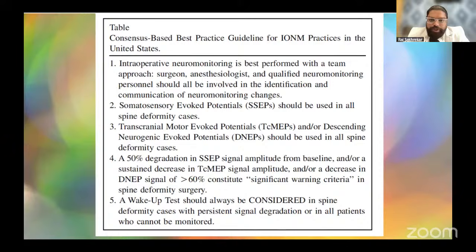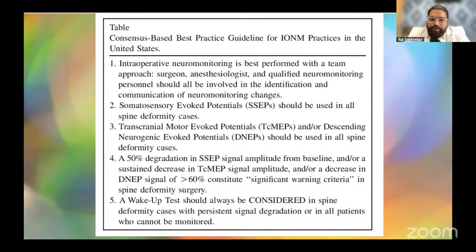This is helpful. Transcranial motor evoked potential or descending neurogenic evoked potential should be used in all spine deformity cases. We've been currently doing the AO Spine review for the IONM. The data is still in early phase. More than thousands of responses have been received. Still, about 10 to 15% of the deformity surgeons think that intraoperative neuromonitoring is not a must.